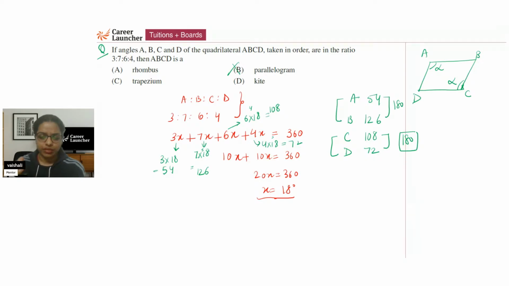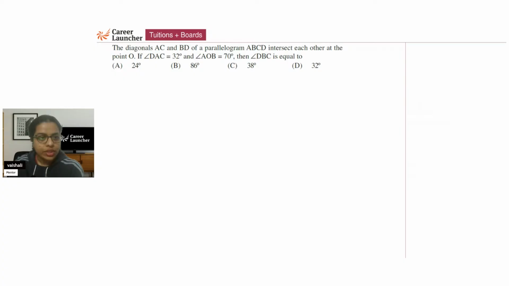या in general, co-interior angles का concept भी लगा सकते हो, that if two lines are parallel, the co-interior angles, for instance, this is alpha and beta, the sum of those two angles, if it is going to be 180, then you will say that yes, the two lines are going to be parallel, right? So now let us move on to the next one. This is question number 4.